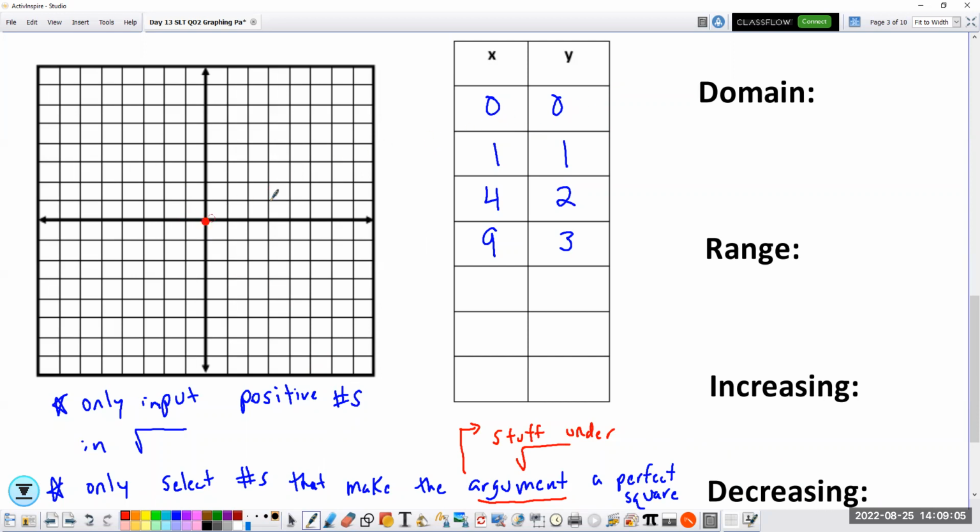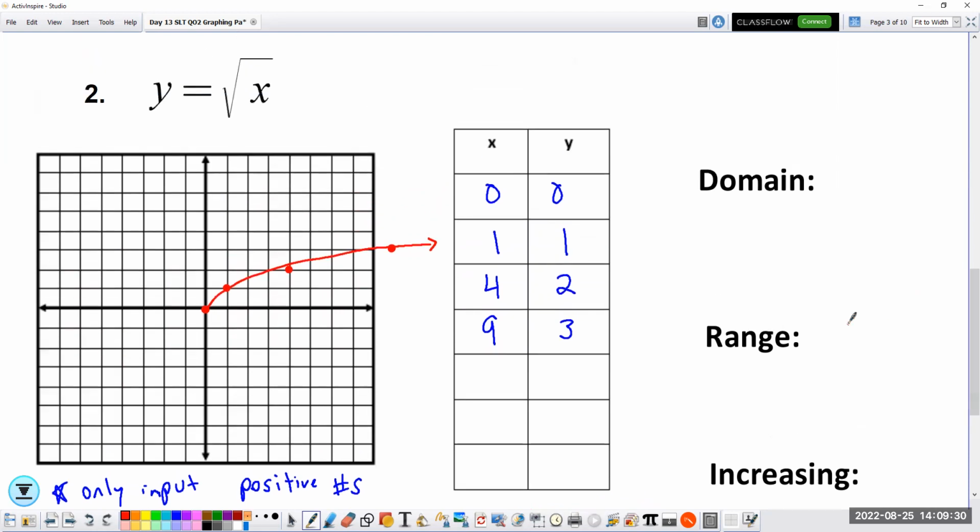So we have 0, 0, 1, 1, 4, 2, and 9, 3. Oops, I missed. That's okay. So the domain here is not all real numbers. I don't have any negative x values that I can evaluate. I cannot take the square root of -4. There's no real number times itself that gives you -4. So here our domain is only going to be numbers that are greater than or equal to 0.